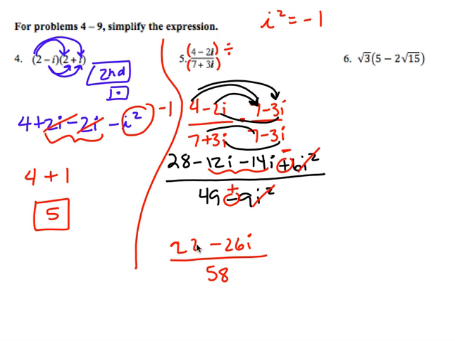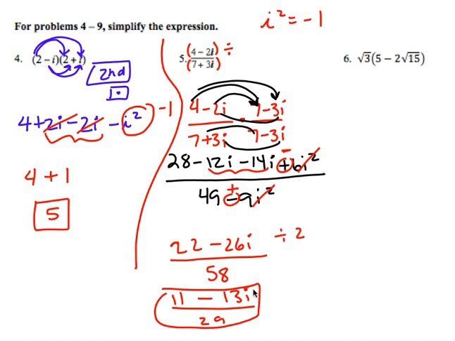Now that's an answer, and if anybody would have gotten that close, I probably would have given you all the points, but you have to simplify this. All of these are even, so you divide everything by 2. So the final answer is 11 minus 13i all over 29. So that was your final answer for number 5.